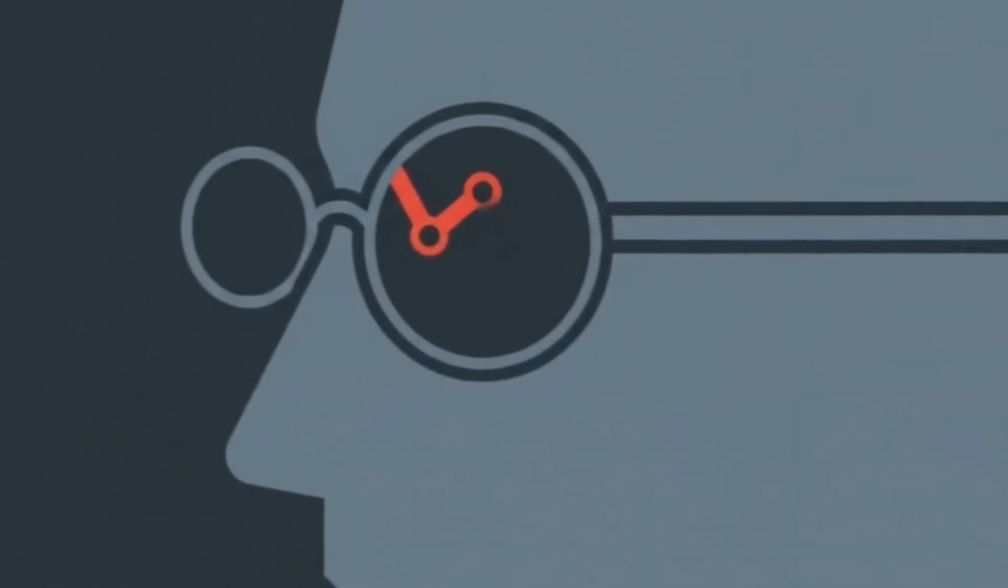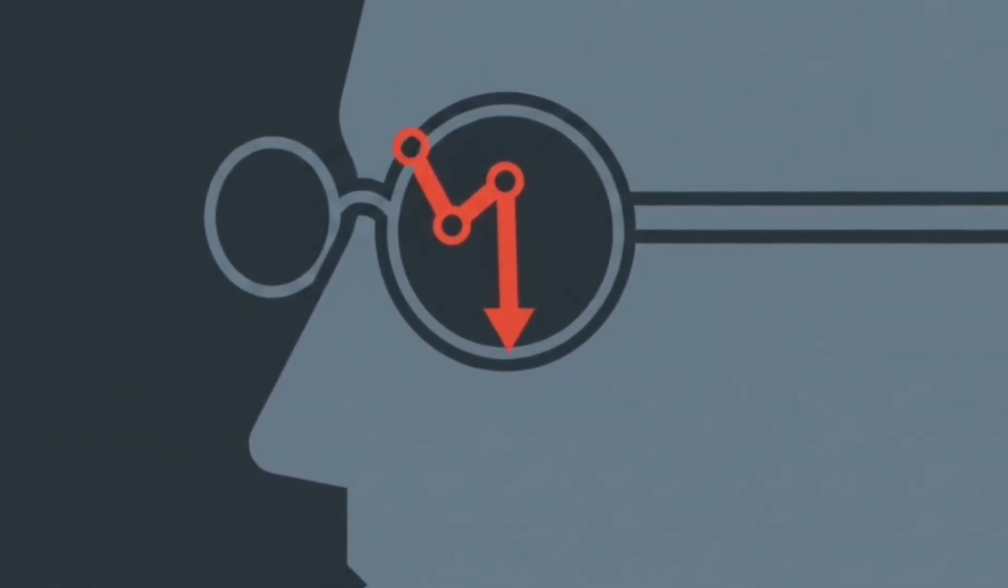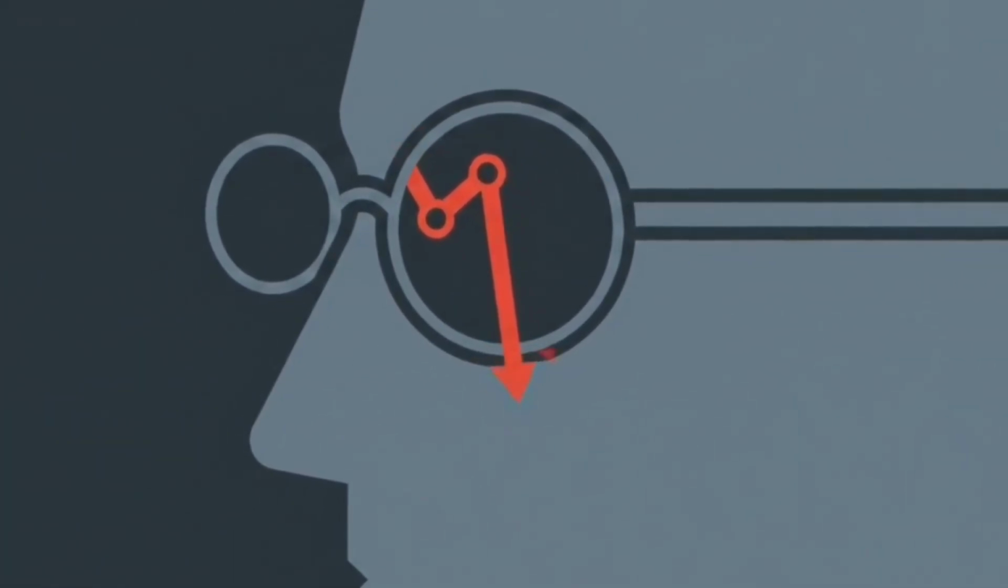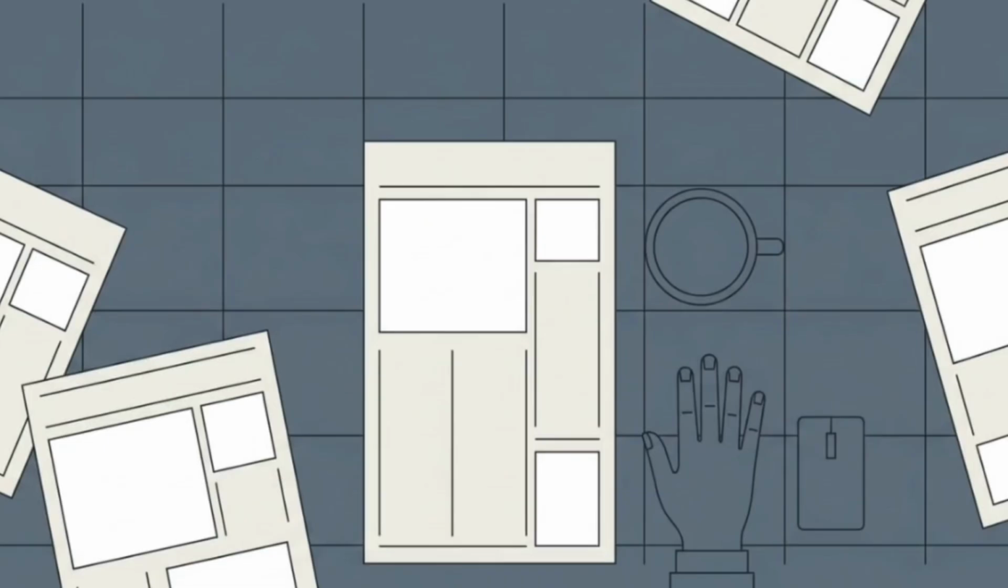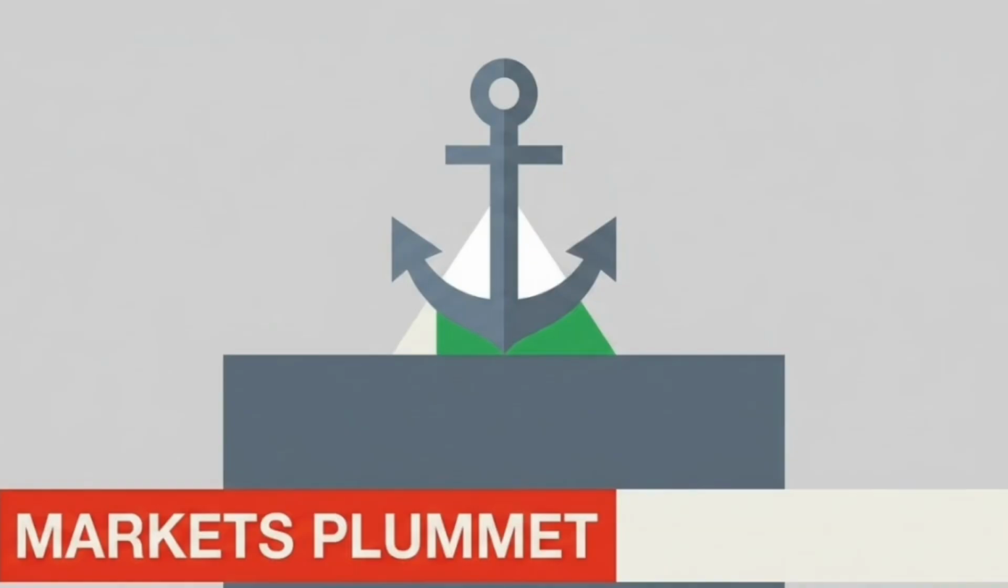You're staring at your screen, and without warning, the floor falls out. The S&P 500 dives 2% in an hour. You scramble to check the financial news, but the headlines are silent. There's no earnings miss, no policy shift, and no obvious reason for the crash.